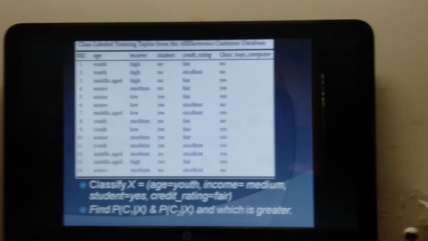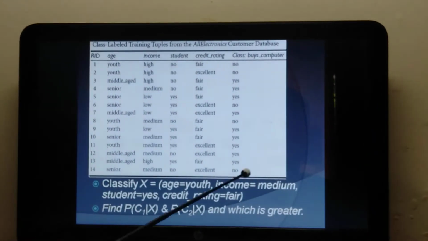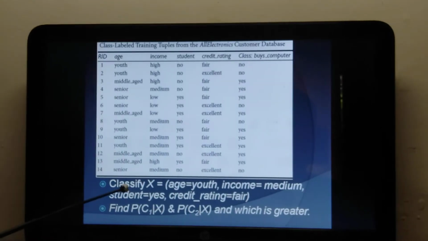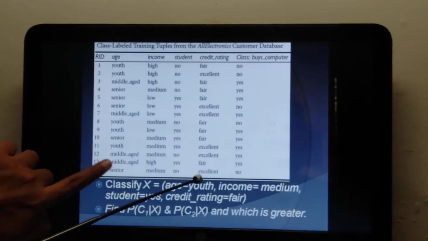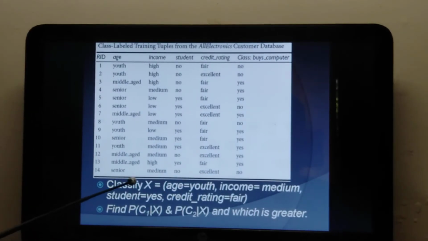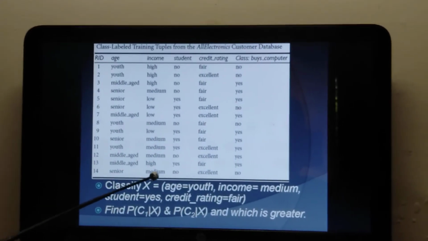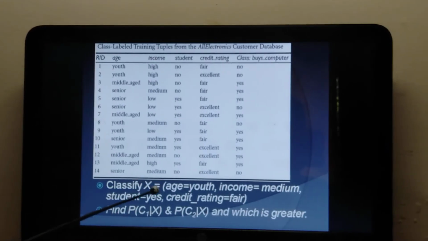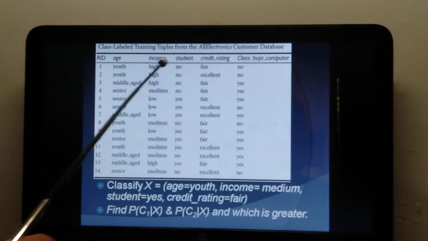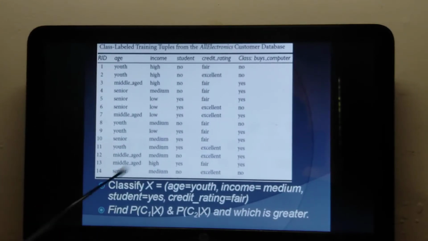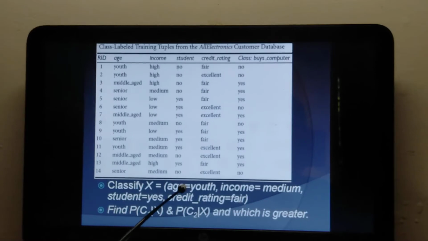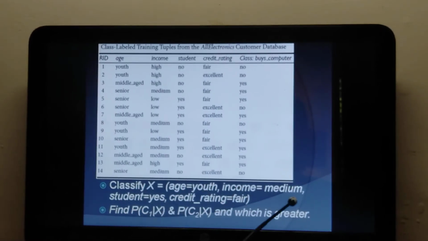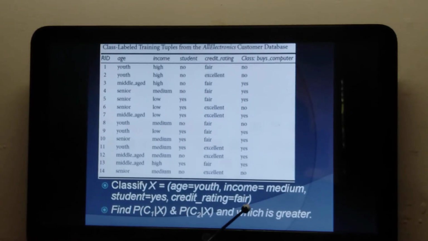Supposing I have this as my data, and my question is to classify x. A question similar to this came in the previous regular question paper, in your last year's regular question paper. All you need to do is, this is the data that is given to you. This is D. Now the question is: classify x, where age is youth, income is medium, student is yes, credit rating is fair.